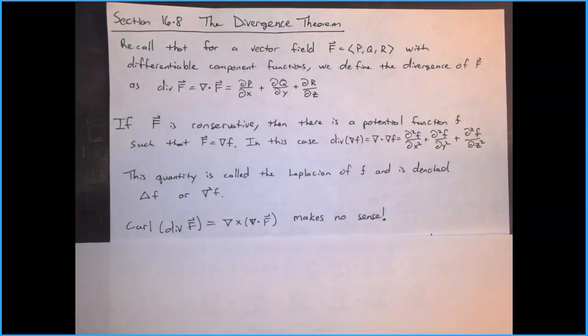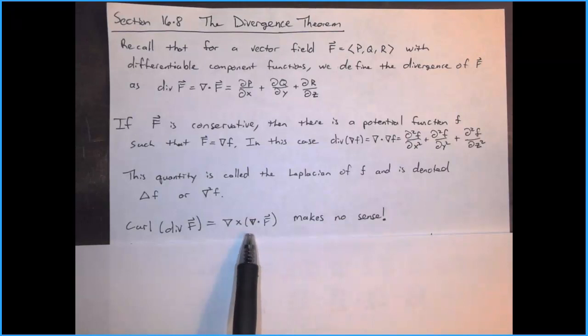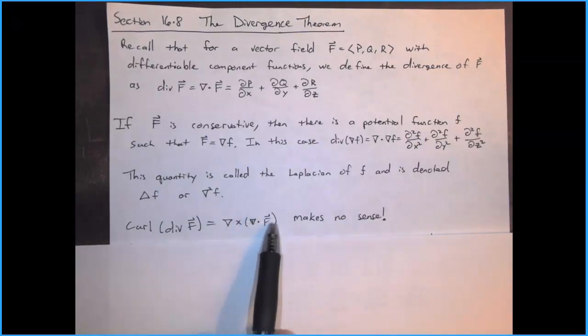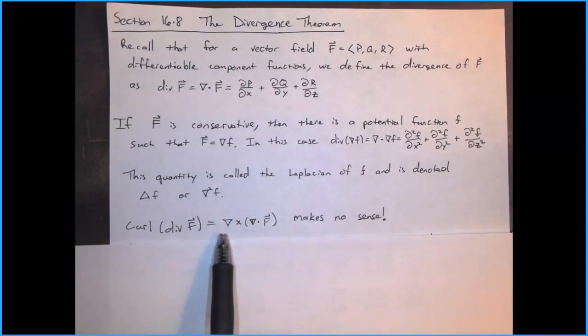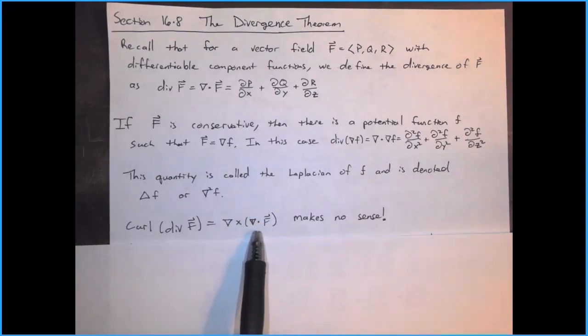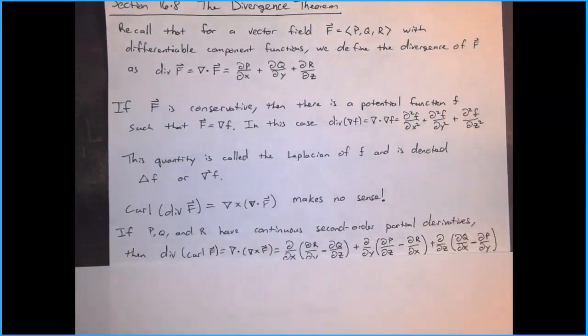Okay. Now let's see how we can relate the divergence and curl. So if we try to take the curl of a divergence, we can't. Because remember, the curl acts on a vector and gives you a vector. But the divergence acts on a vector and gives you a scalar. So if we take the divergence of a vector field, we get a scalar function, and taking the curl of a scalar function doesn't make sense at all. We have to take curls of vector fields. So we can't take the curl of a divergence, but we can take the divergence of a curl.